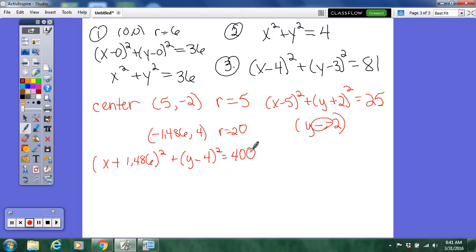So that's what you should have. So whatever your center is, remember it's the opposite sign. So that's going to be plus, that one will be minus. 20 squared is 400. Good? Okay, now moving on to number 4.